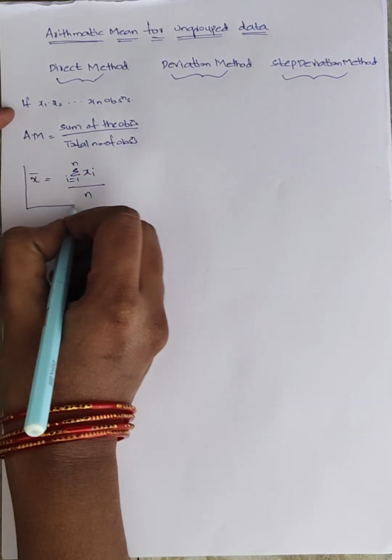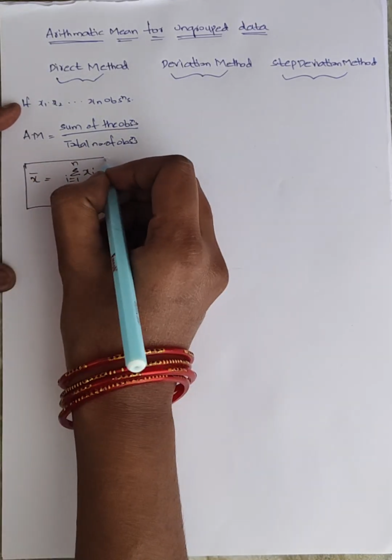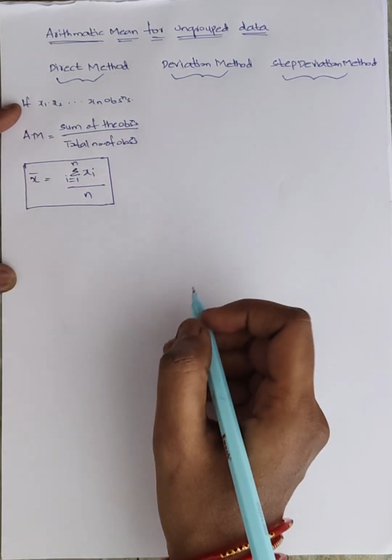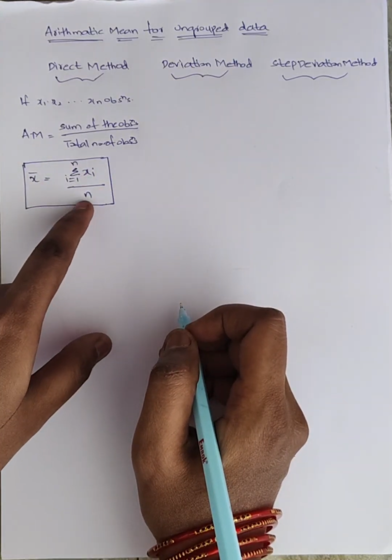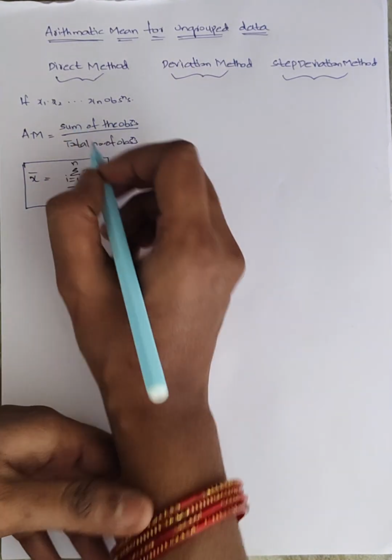Okay, this is the formula for direct method for finding mean. x bar is equal to sigma i is equal to 1 to n xi divided by n. This is for direct method.